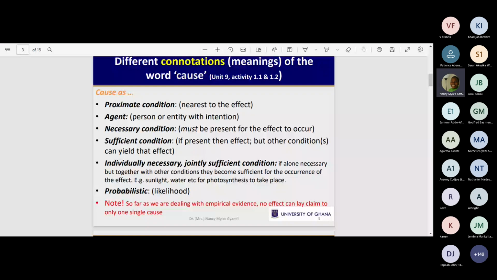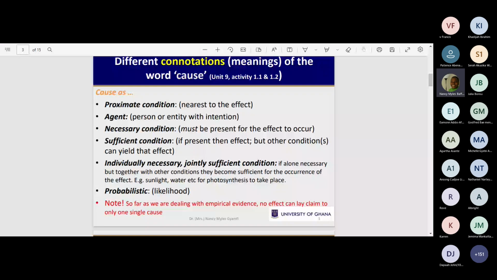It could be the furniture we sit on. It could mean the head of an institution. It could be the person steering the affairs of a meeting, for just that meeting, and so on and so forth. We learn the different connotations of a word. Okay, so we say cause, it could mean proximity. What event happened just before the effect? Something has happened, so there's a death. What happened just before the death? That is what I could be asking when I say proximate. When I say cause, I could be thinking of proximity.